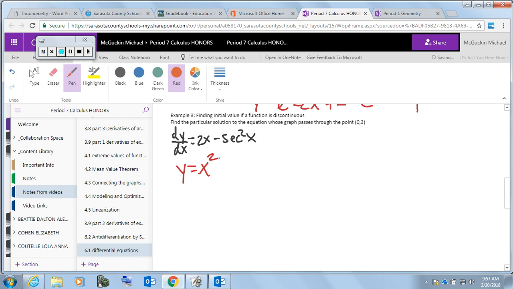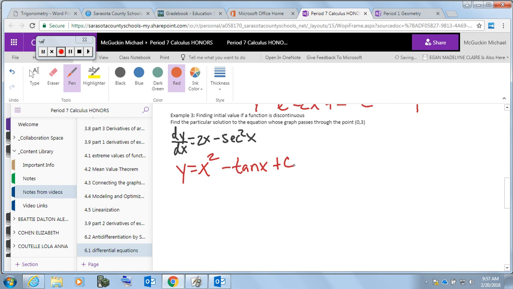And then remember the antiderivative of secant squared is tangent. The derivative of tangent is secant squared. So it'll be minus tangent of x, and then we would have that plus c going along with it.